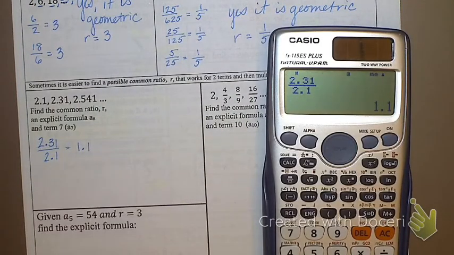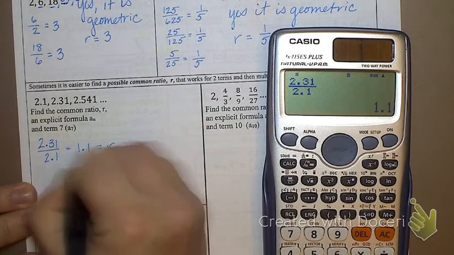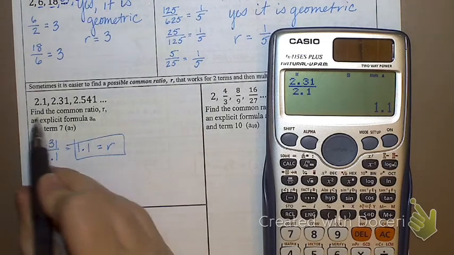1.1. And again, why do I only need to do one fraction for my R value this time? I'm not trying to prove that it's geometric. They've already told me that. So I'm just trying to come up with my R value. So there's my R value. So I found the common ratio.